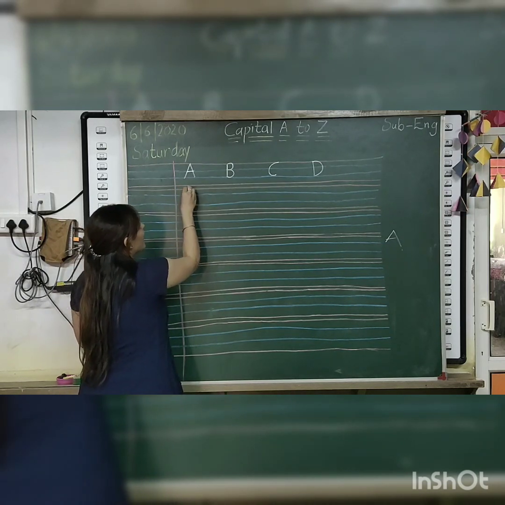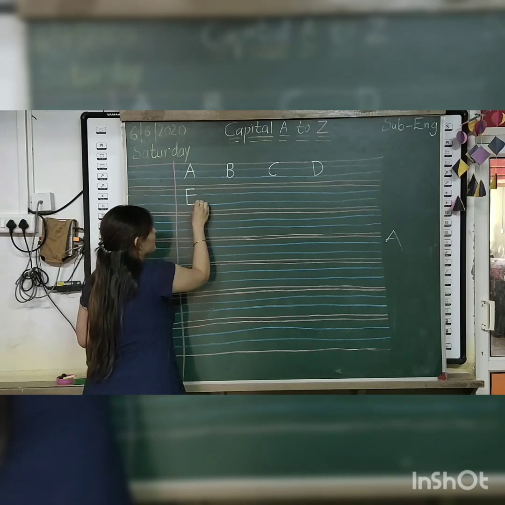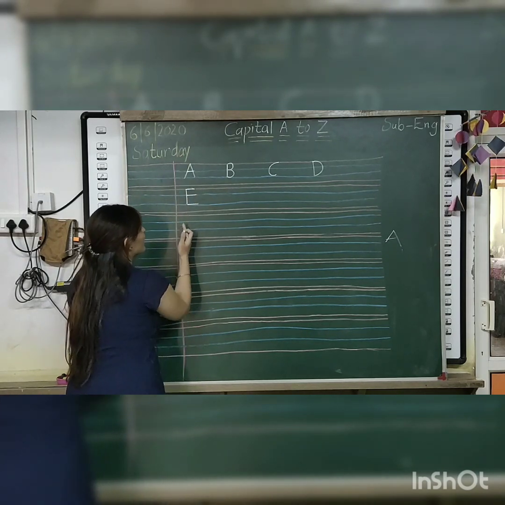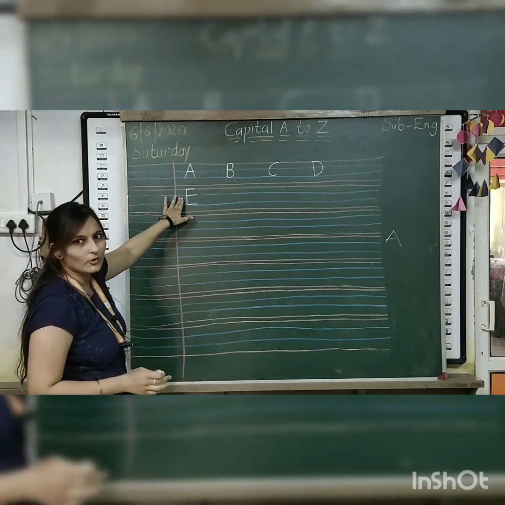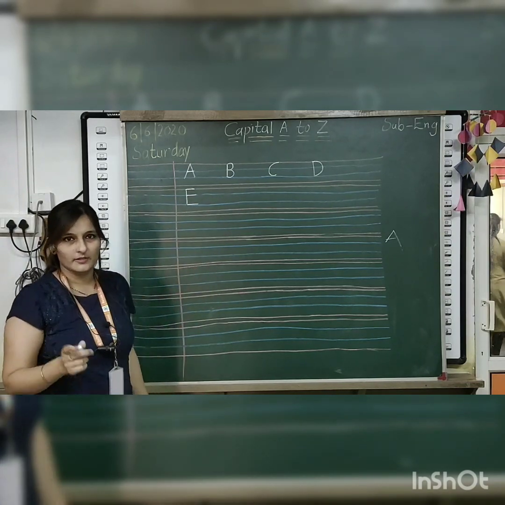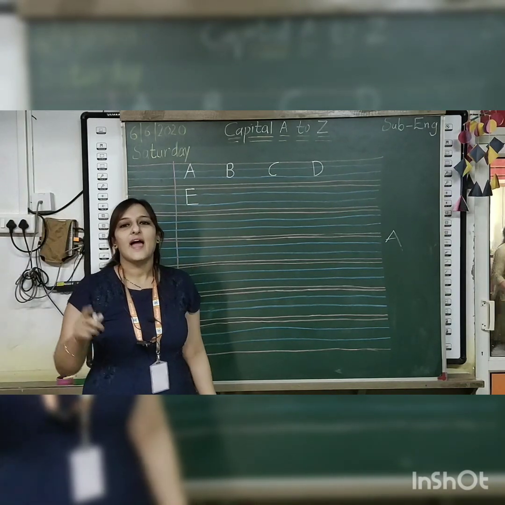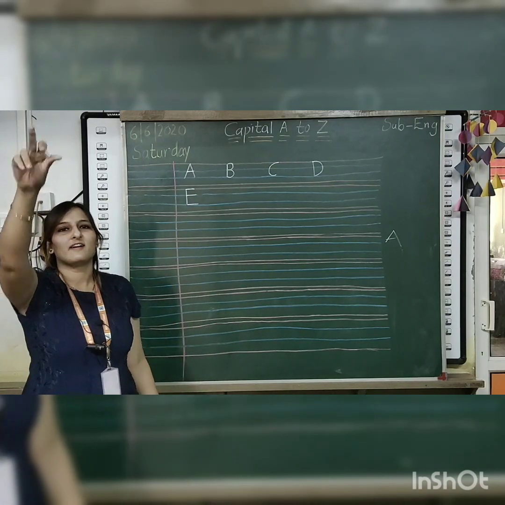E for elephant. First do a standing line, sleeping, again sleeping, again sleeping. You have to write in this way. If you are leaving a little bit of space, you have to leave that space here also. It will look good. If you write here and there, it will not look good. E for elephant. Elephant has a long trunk.